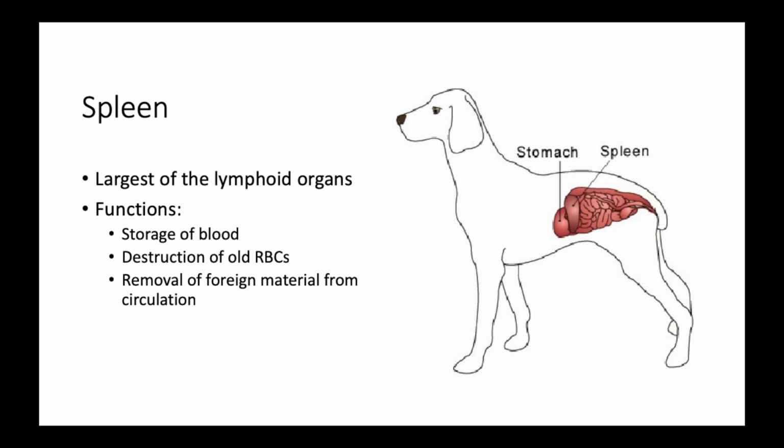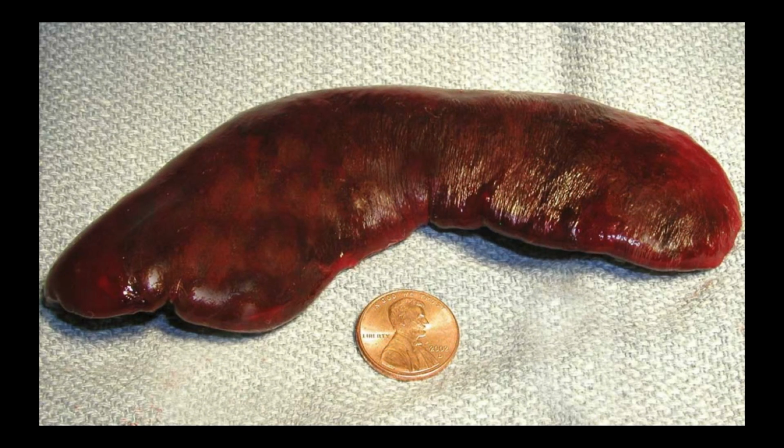Then there's the spleen. This is the largest of the lymphoid organs, and its functions are to store blood, destroy old red blood cells, and remove foreign material from circulation. Now the spleen in dogs, cats as well, in general we don't really hear about the spleen much until something goes wrong with it. It's just this organ that kind of looks like a tongue, and it lives within the abdominal cavity. A normal spleen depends on the animal, but it's pretty much the same size as that animal's tongue.